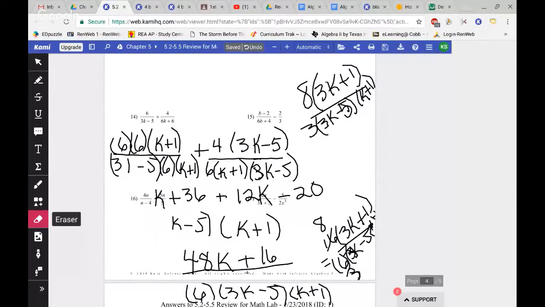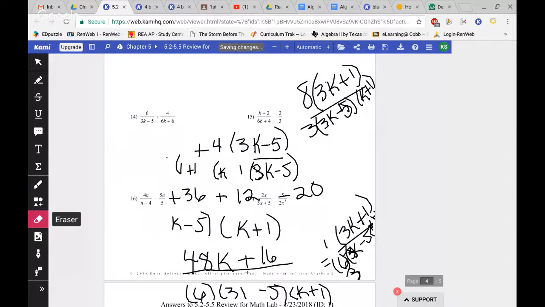Should I keep working them? Or is everybody good? Let's do one subtraction so they remember they have to distribute. Right, exactly. Yeah. Okay.